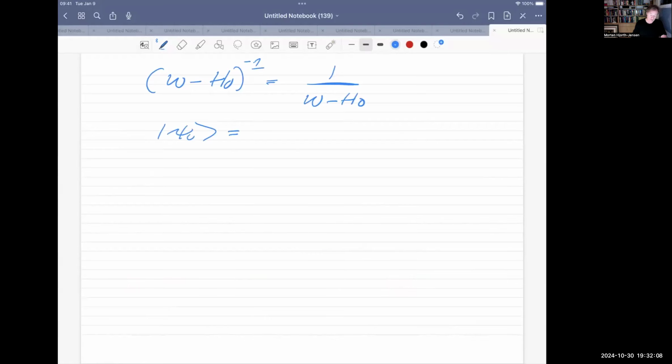So I can then rewrite everything in terms of omega minus H0. And then I have omega minus E0, which is the exact energy, multiplied with psi 0 here. So again, this is an exact expression. Then I multiply from the left with Q.